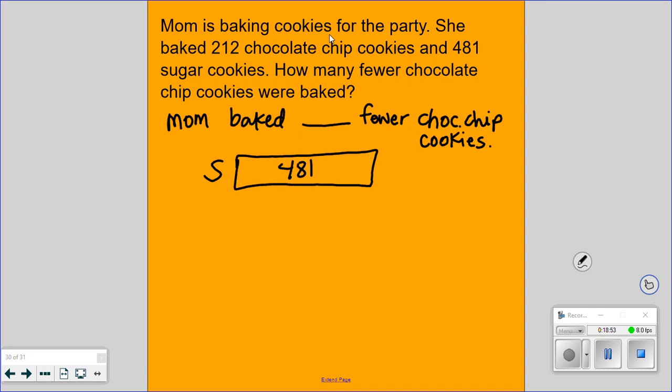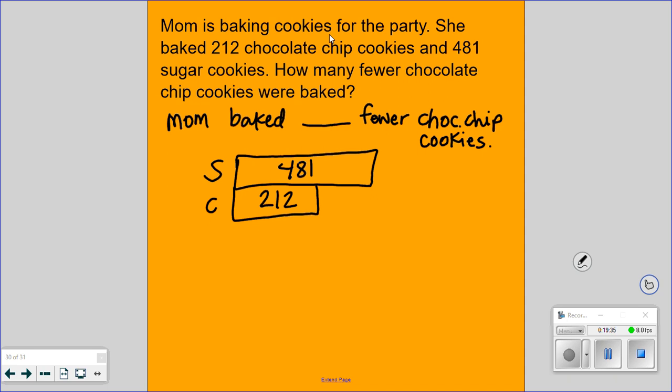Now I need that other kind of cookie, the choco chippies. Choco chippies is a little bit lower. My problem tells me she only baked 212. That's half of that. Now there was a time when she was baking that they were exactly the same. Put your fingers on the bars where they had the exact same number in each cookie type. Oh, Paxton, brilliant.